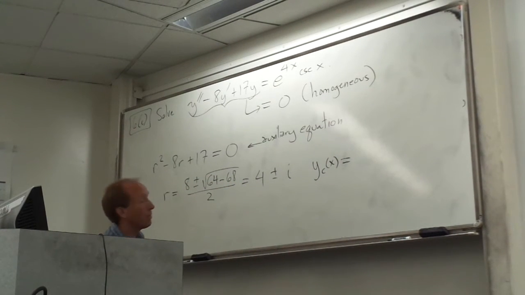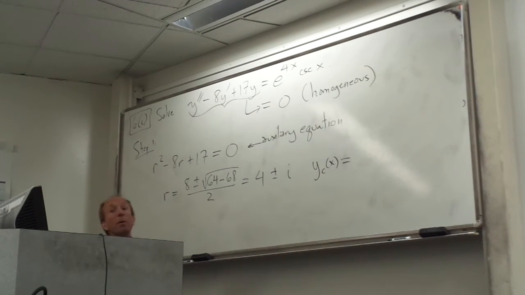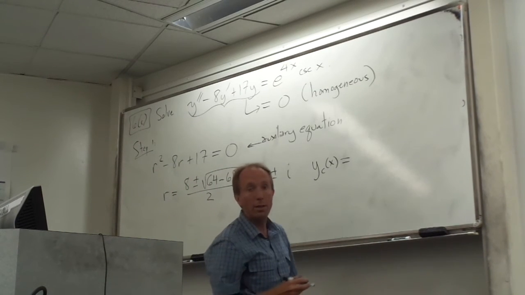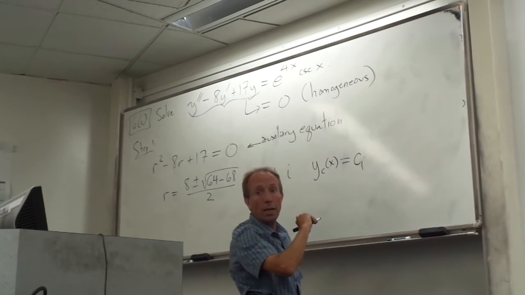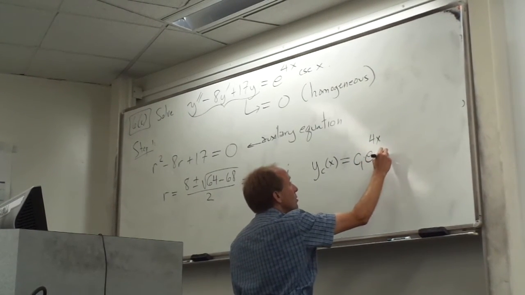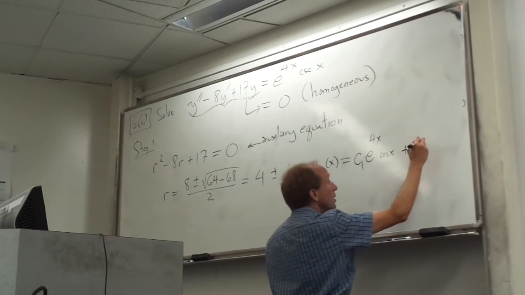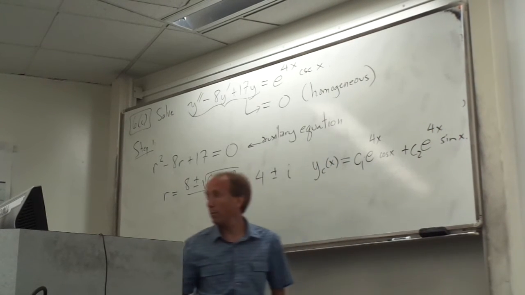This is all part of the step. Remember, there are 3 steps, so we're doing step 1 right now. The complementary function here would just be what? e to the 4x. There should be a c1 in there. Oh, yes, c1 times e to the 4x cosine x, plus c2 e to the 4x sine x. All right, everybody okay with that?